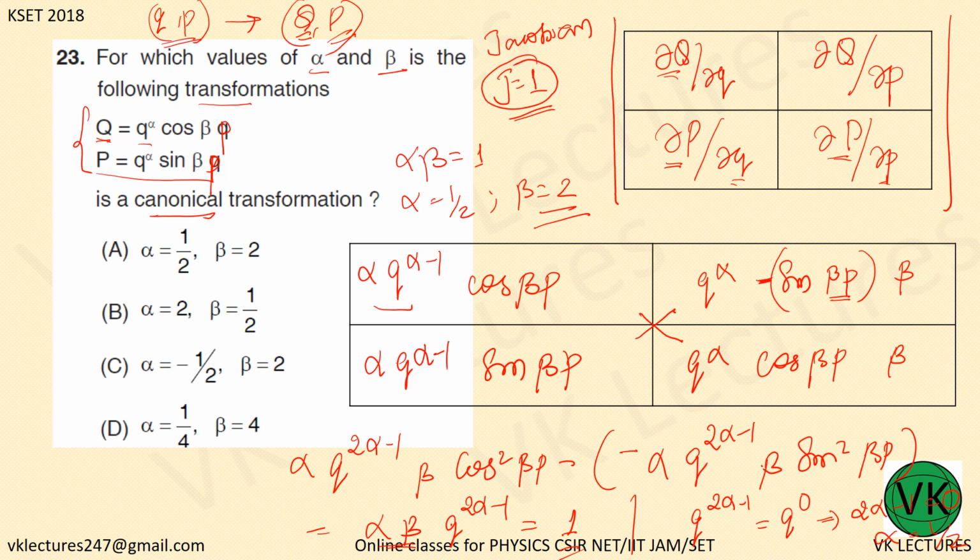So this is what you have to remember: this entire product must be equal to 1, so individually the q power term must be equal to 1 as well as alpha beta. So from the 23rd question, remember it is first the Jacobian. So what is your answer? Alpha equal to 1 by 2 and beta equal to 2. So option A.